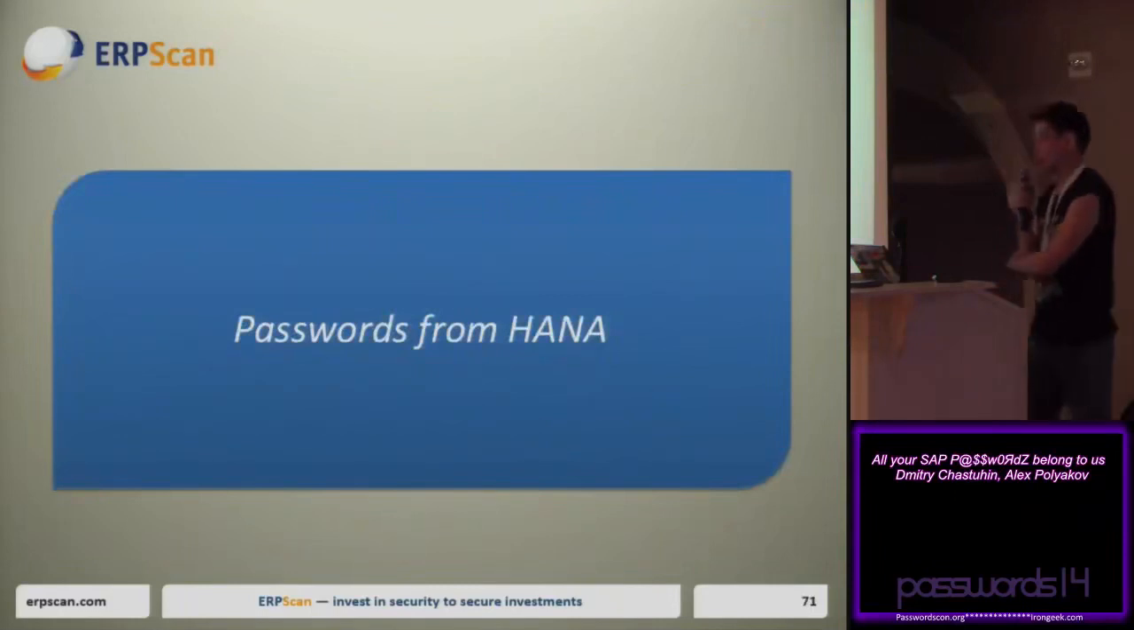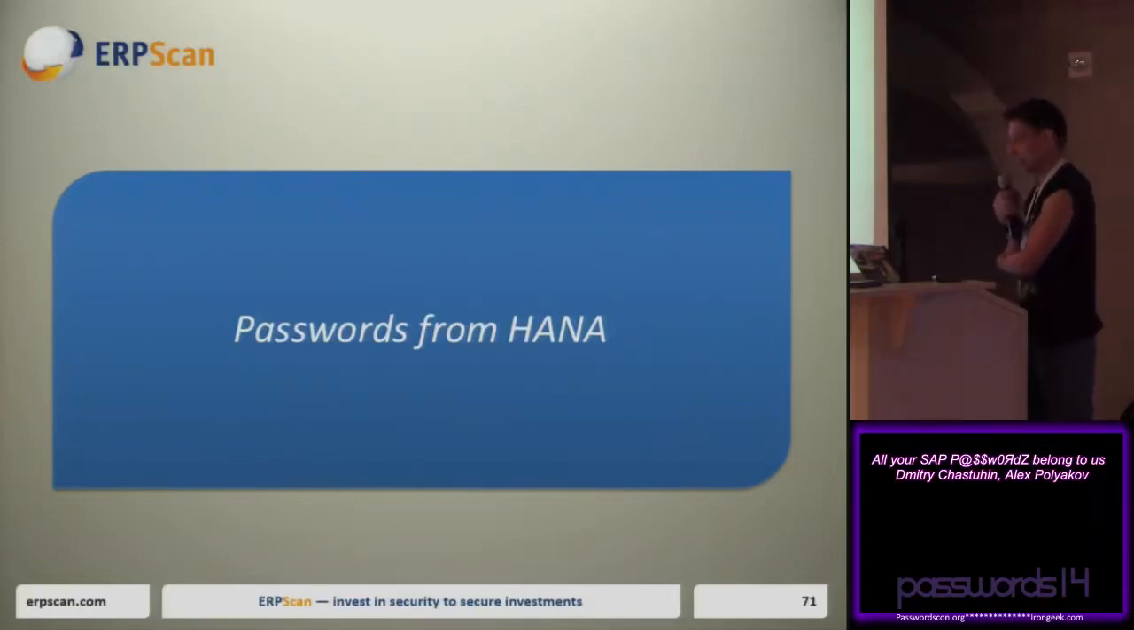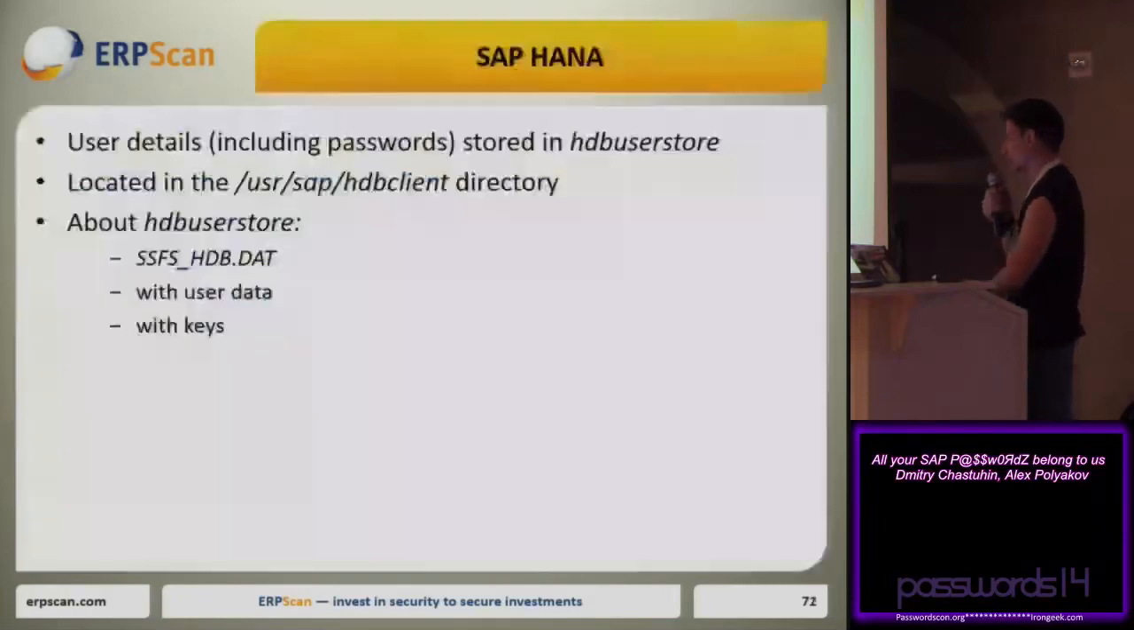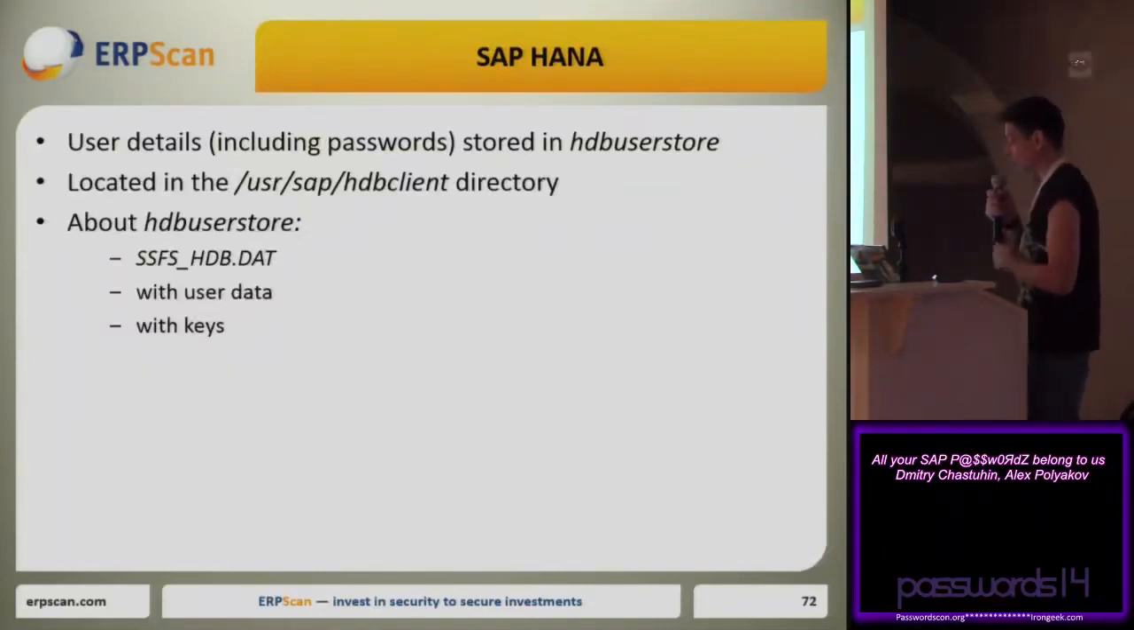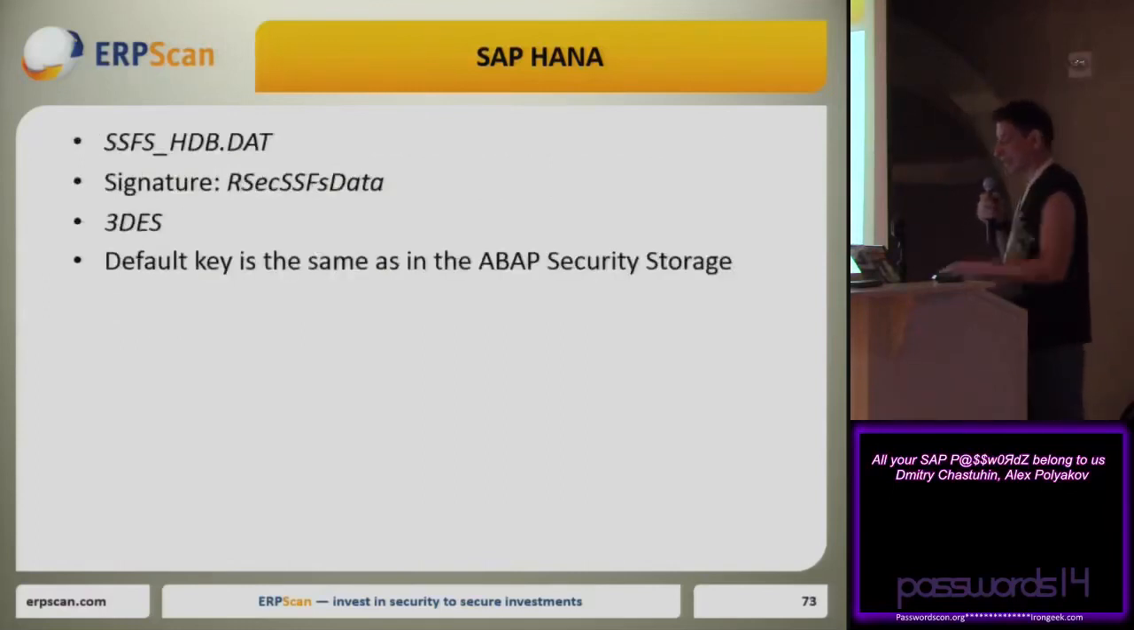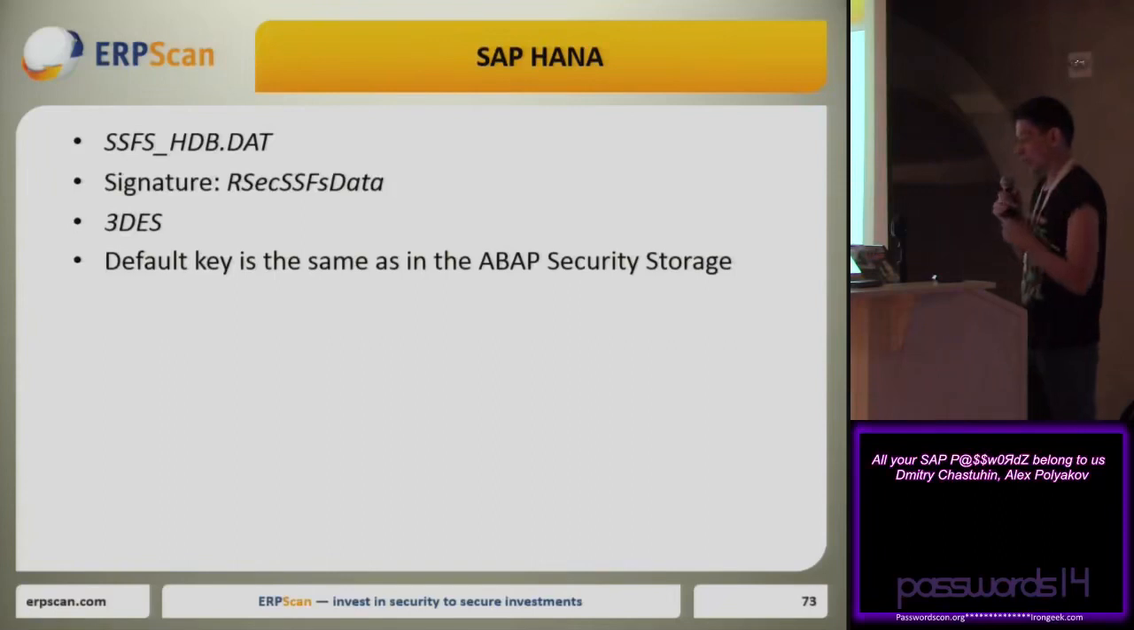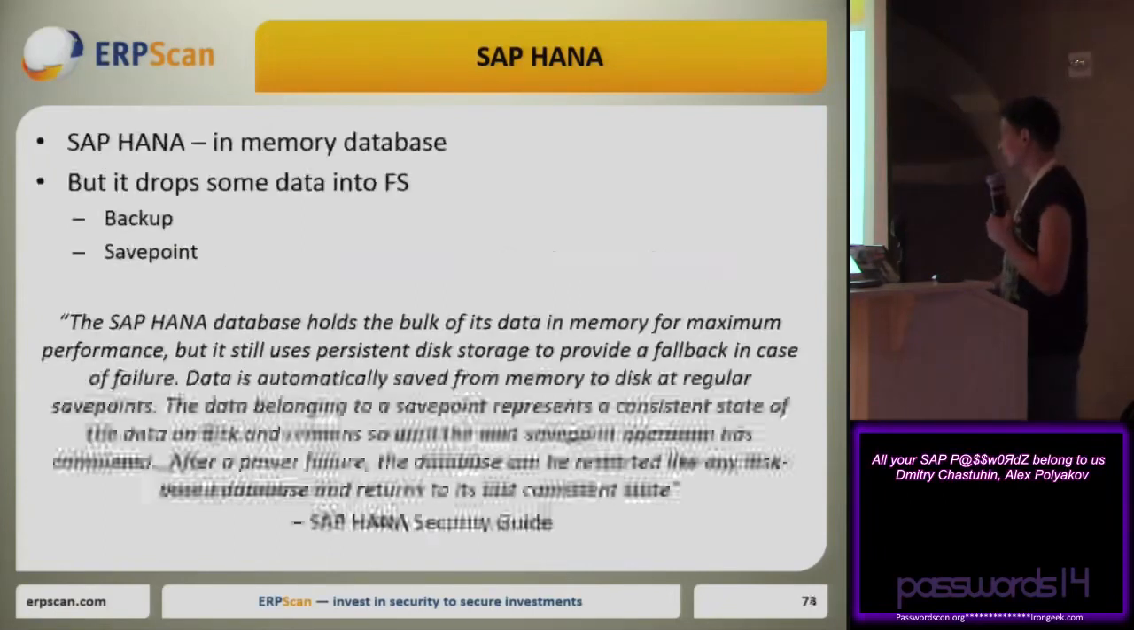And the last SAP module which I will describe is one of the new SAP products, the in-memory database SAP HANA. I do not have enough time to review the system, so let's just go to password issues. A lot of interesting things HANA stores in the HDB user store. It is kind of like the SAP ABAP security storage. The default location of this storage is on the screen, and all information is placed in the file ssfs_hdb.dat. As in the ABAP security storage, HANA uses the Password0rdz algorithm, and what is interesting, HANA uses for encryption the same default hard-coded key.